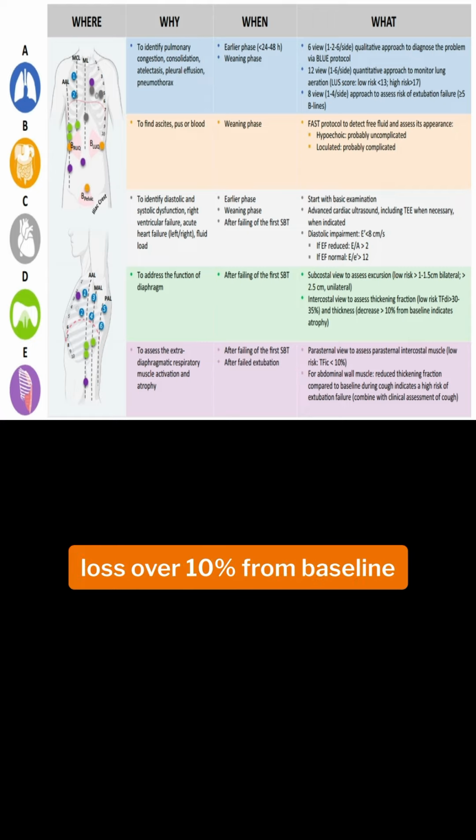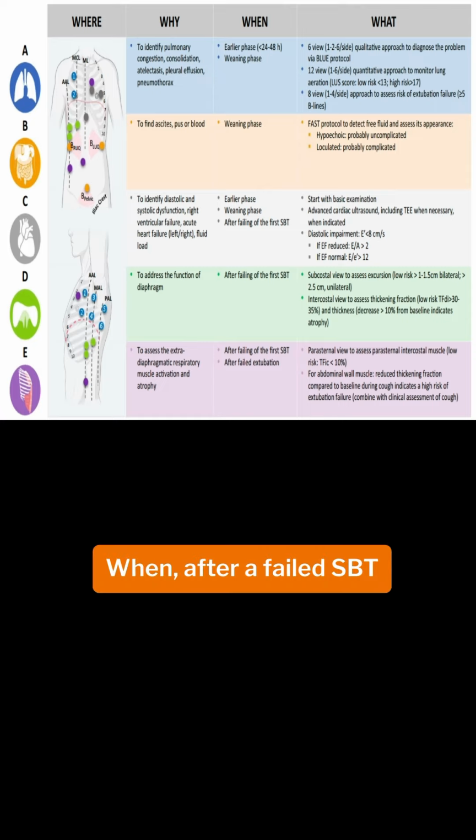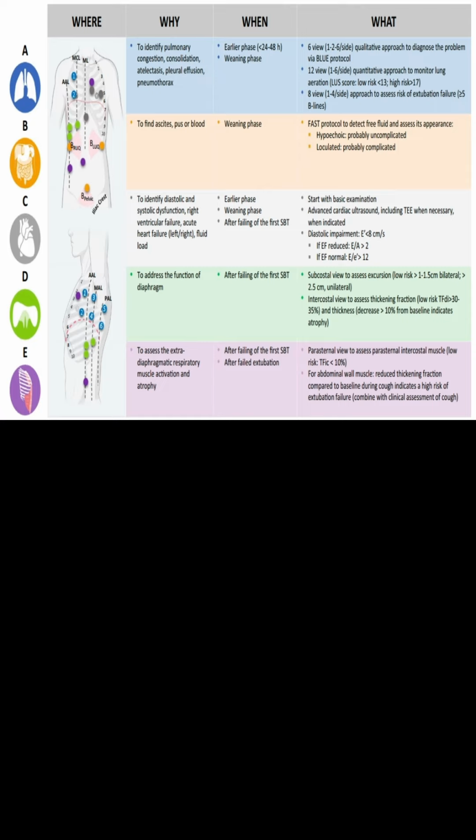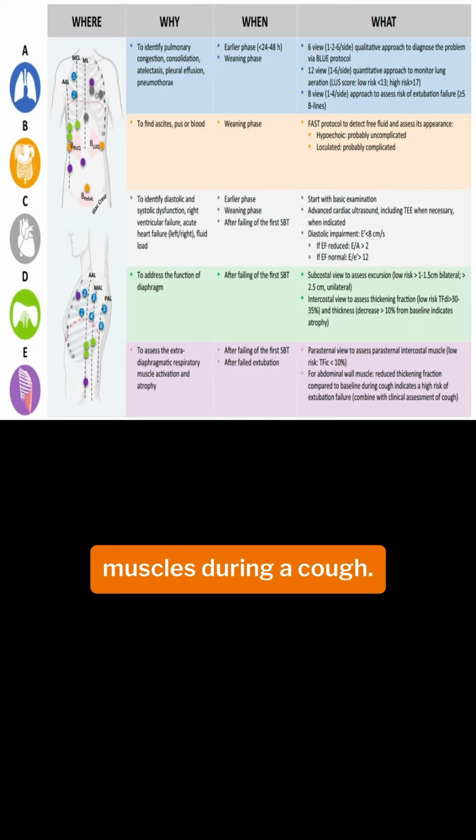E is for extra-diaphragmatic muscles. Why? These muscles may compensate for weak diaphragms, but their atrophy can lead to extubation failure. When? After a failed SBT or failed extubation. Check parasternal intercostals. If the thickening fraction is under 10%, risk is high. Also, evaluate abdominal wall muscles during a cough. If there's reduced thickening, extubation may not succeed.